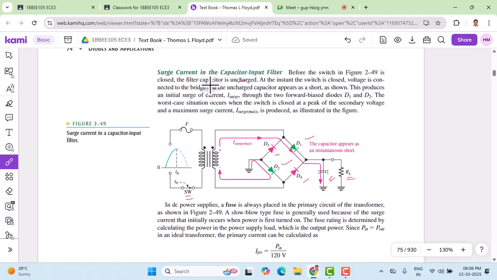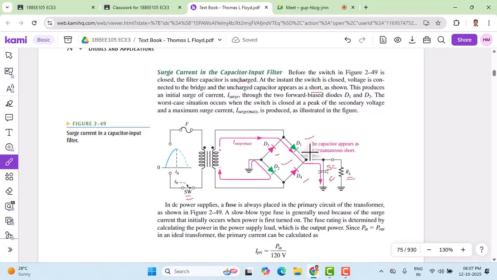Voltage is connected to the bridge. Whatever voltage we apply here is connected to the bridge, and now the capacitor, which is uncharged, starts charging. But the question is, what happens in the beginning? In the beginning, when the sudden AC voltage is applied, the capacitor becomes a short circuit. The capacitor now works like a short circuit. It becomes like a short circuit immediately when the power is turned on. And what is its impact on the other parts of the circuit?